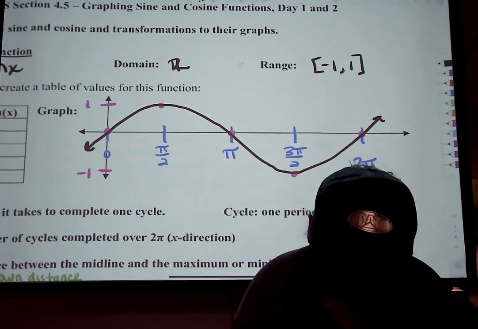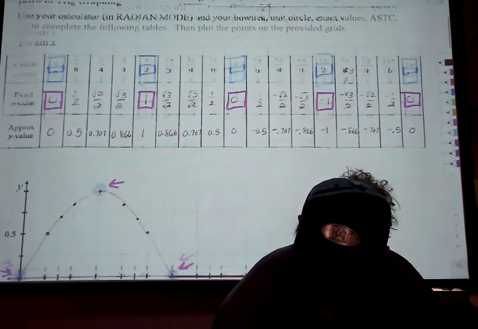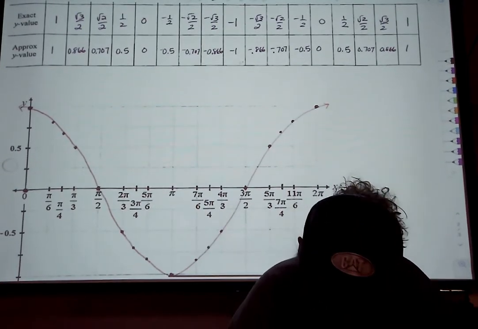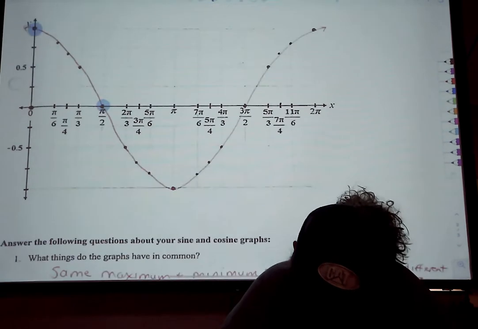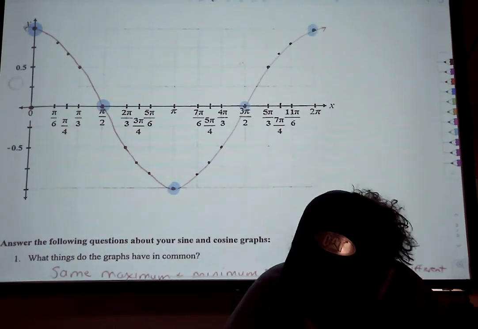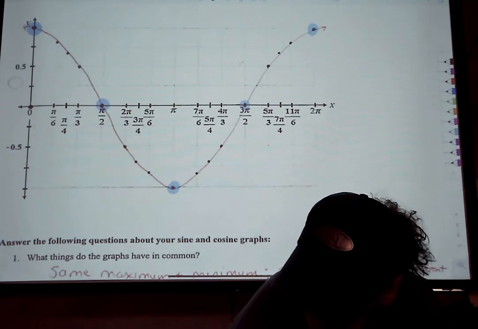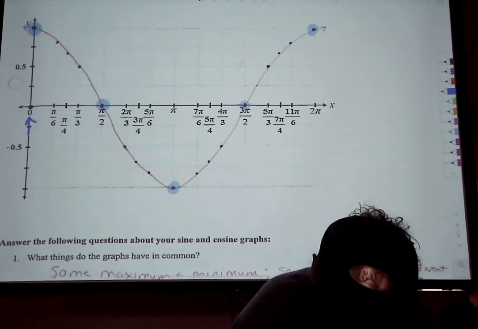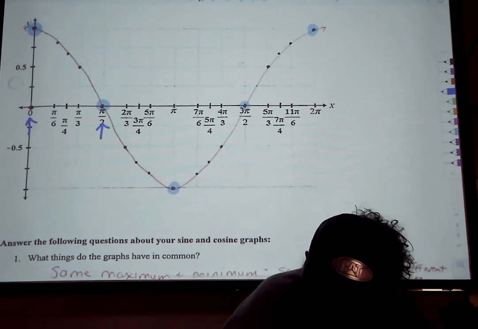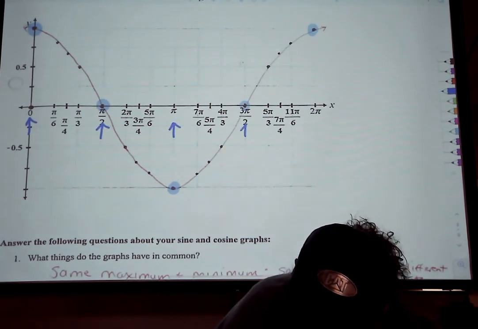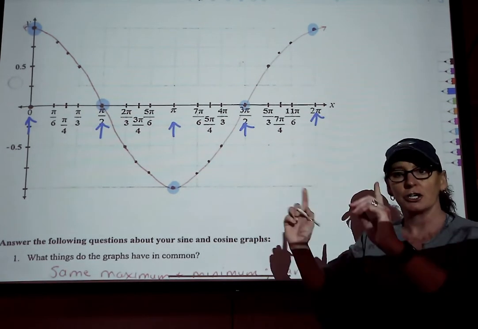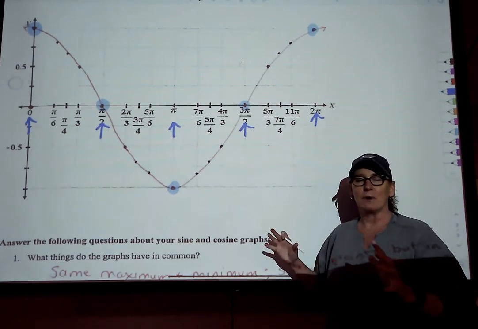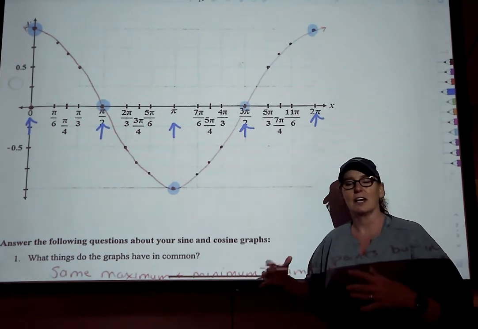All right, let's look at cosine. So I'm going back to the paper that you did already for your cosine graph. 5 points. They are here, here, here, here, and here. Check out the x values at each of the 5 points that I just highlighted. This one has an x value of 0, pi over 2, pi, 3 pi over 2, and 2 pi. Good news. You've already got those memorized. So those 5 points are going to work for sine and cosine to help you draw the graph.